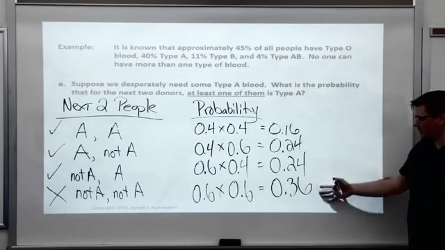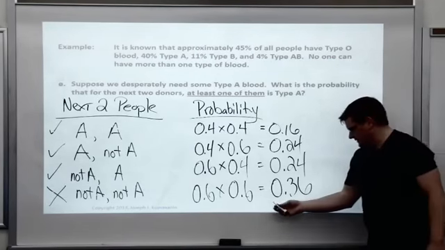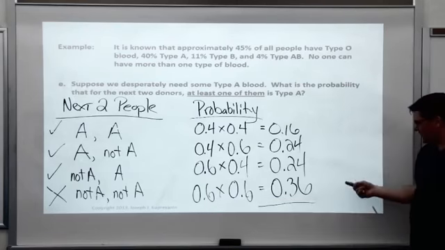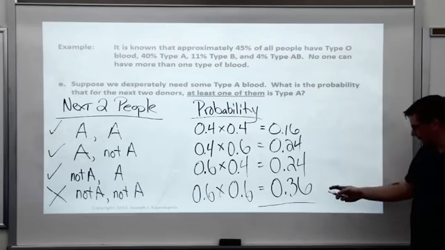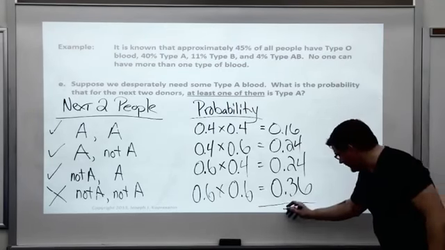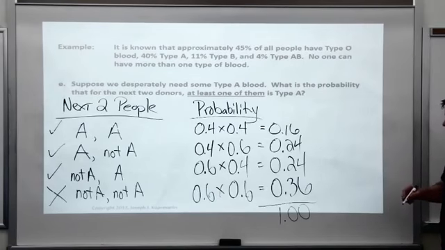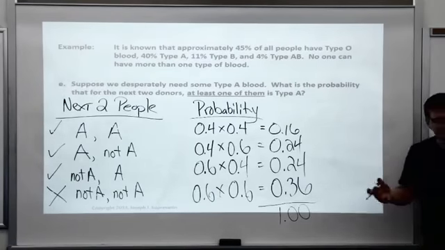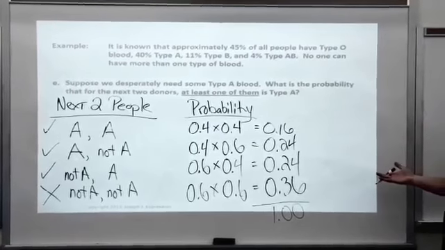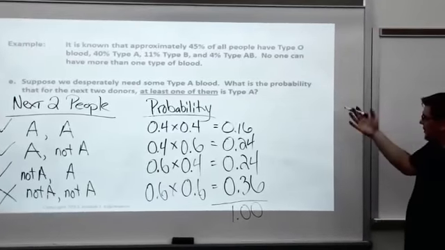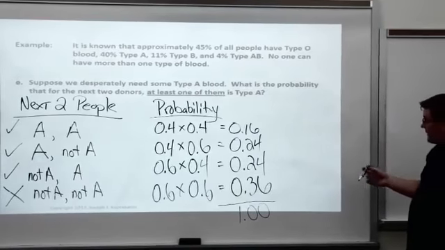In fact, this is sort of the sample space, those 4 events over to the left. So if I did this correctly, this should add up to 100% or 1, and this is 40 and this is 60. So if you added up these probabilities, you would get exactly what we need, 1.00. Okay. Now, unfortunately, we haven't answered the question yet, but hopefully we have gained some insight to this problem. Okay. Back to the question. What's the probability that for the next 2 donors, at least one of them is type A?